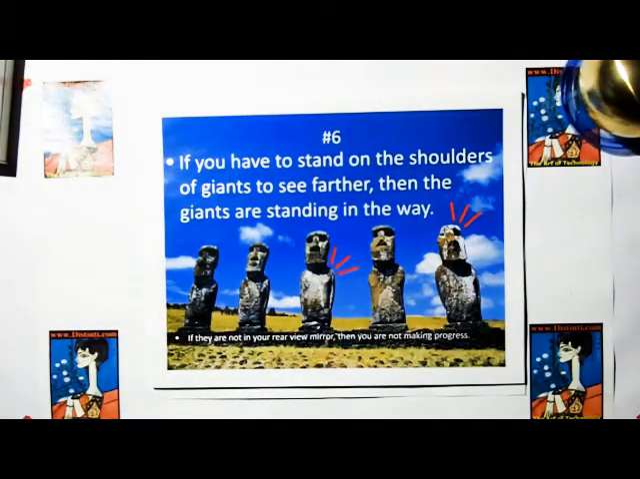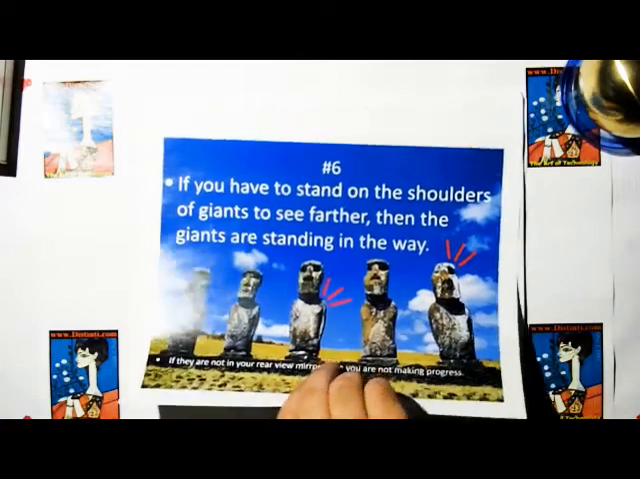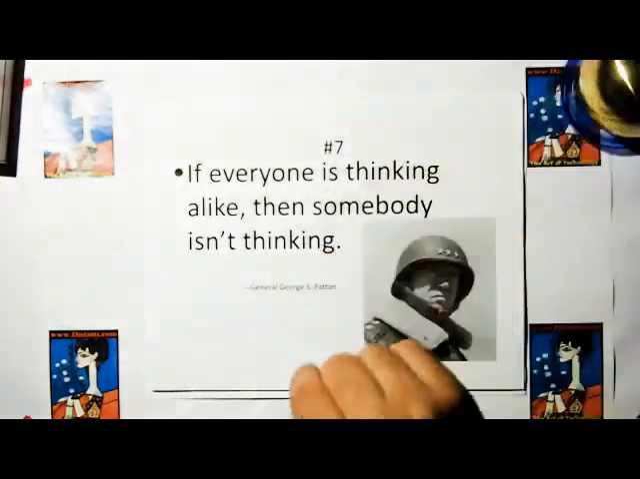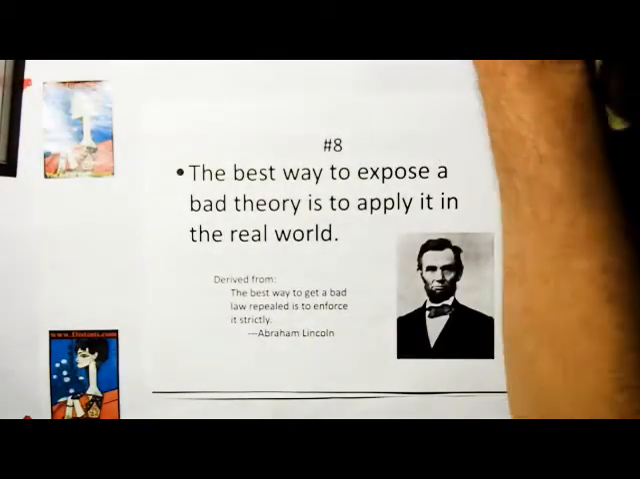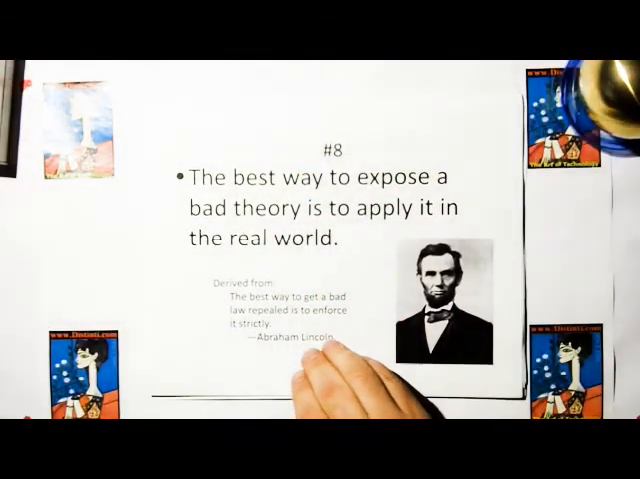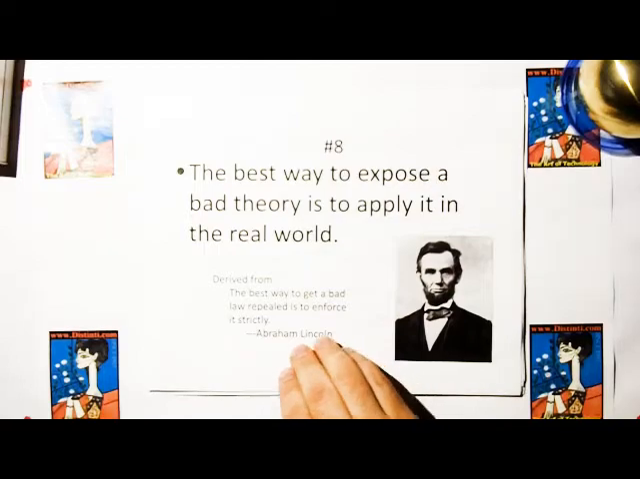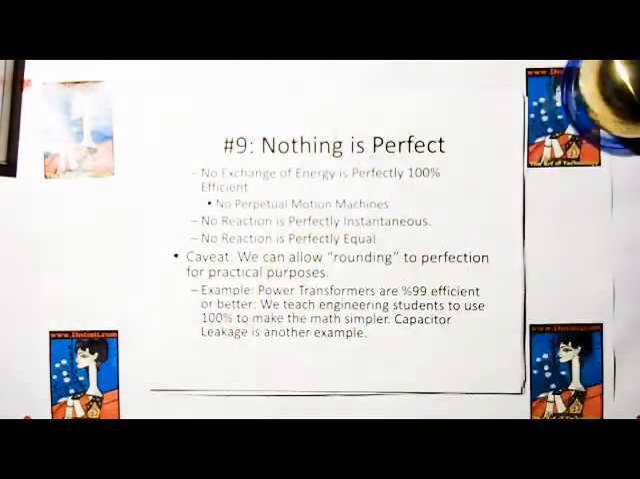Number six, if you have to stand on the shoulders of giants to see farther, then the giants are standing in the way. Number seven, if everyone is thinking alike, then somebody isn't thinking. General George S. Patton. Number eight, the best way to expose a bad theory is to apply it in the real world. That's derived from what Lincoln said, and you can read that on your own. Nothing is perfect.